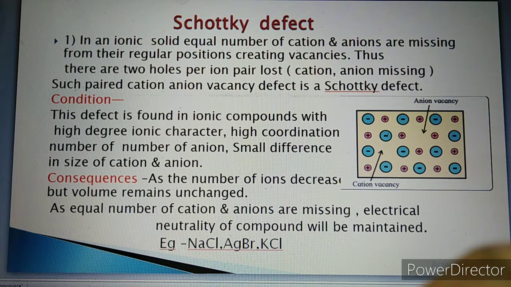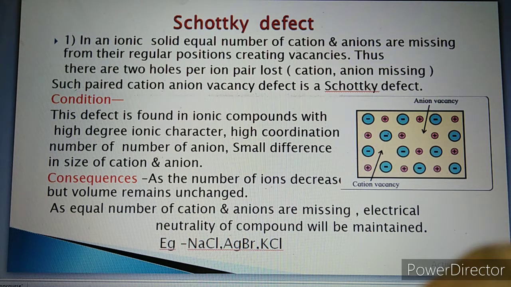So what are the conditions for Schottky defect? This defect is found in ionic compounds which have a high degree of ionic character, where there is a high coordination number of anions, and when there is a small size of cation and anion. So these are the 3 conditions; then only Schottky defect will occur.